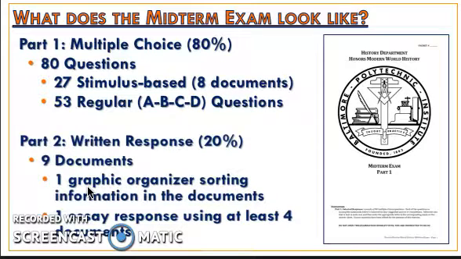The second part is your written response. You're going to take a look at 9 documents and you're going to write 1 response using at least 4 of those documents.